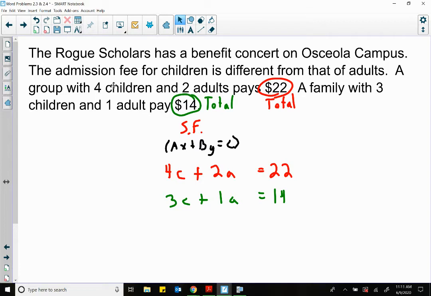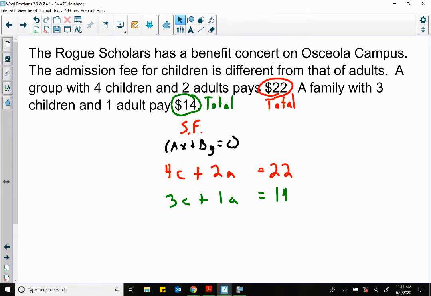Okay? And notice that 4c plus 2a equals 22, all dealt with the group. This is the group. And this right here is all about the family. 3 children and 1 adult equals 14. Okay? Now, in class, again, I wouldn't solve this, but we would talk about what method would you use on this? Would you do graphing, substitution, or elimination?